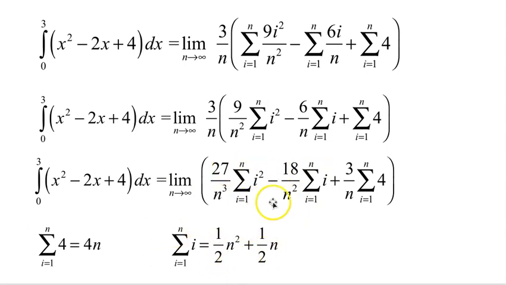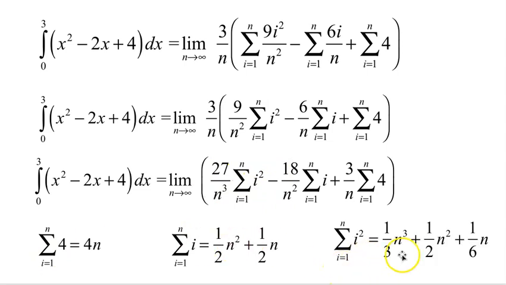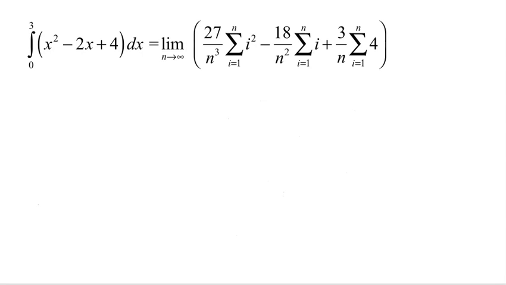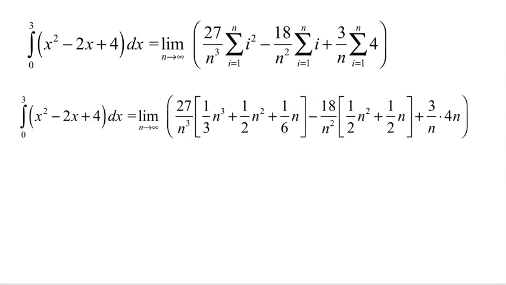And finally, I need something that represents the sum as i goes from 1 to n of i squared, which is a third n cubed plus a half n squared plus a sixth n. That's going to replace that. And once we do all of those, the algebra is just about finished. So this is our last line, and now we're going to go ahead and make our substitutions. Notice the sum as i goes from 1 to n of i squared is substituted here. The sum as i goes from 1 to n of i is substituted here. The sum as i goes from 1 to n of 4, 4n, is substituted there.